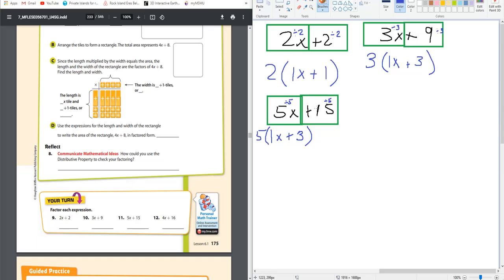So when I say to factor, or what's the factored form, I'm talking about this. I'm talking about the 2 with the parenthesis, a number with a parenthesis. You're dividing every single term by the same thing and pulling it out.